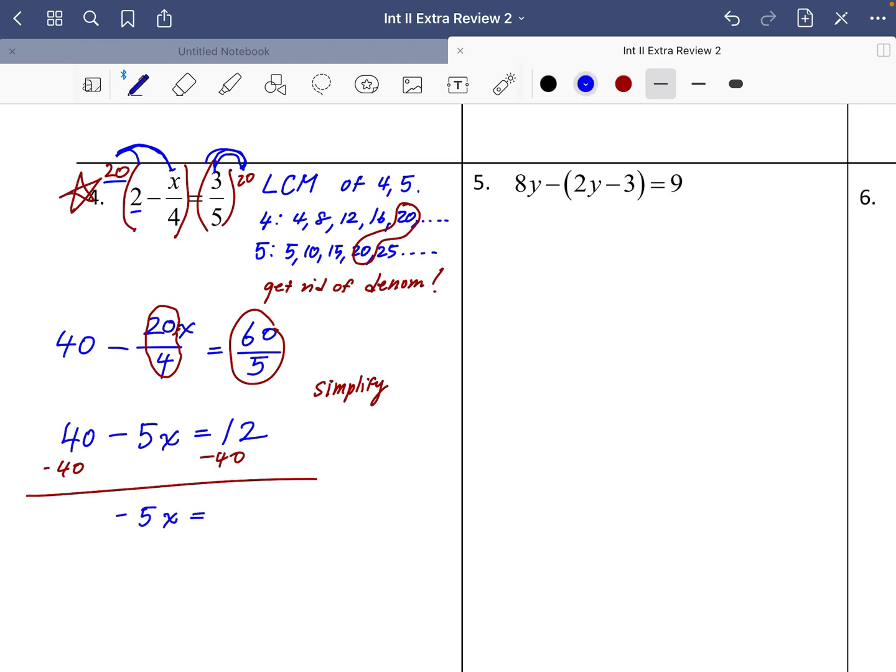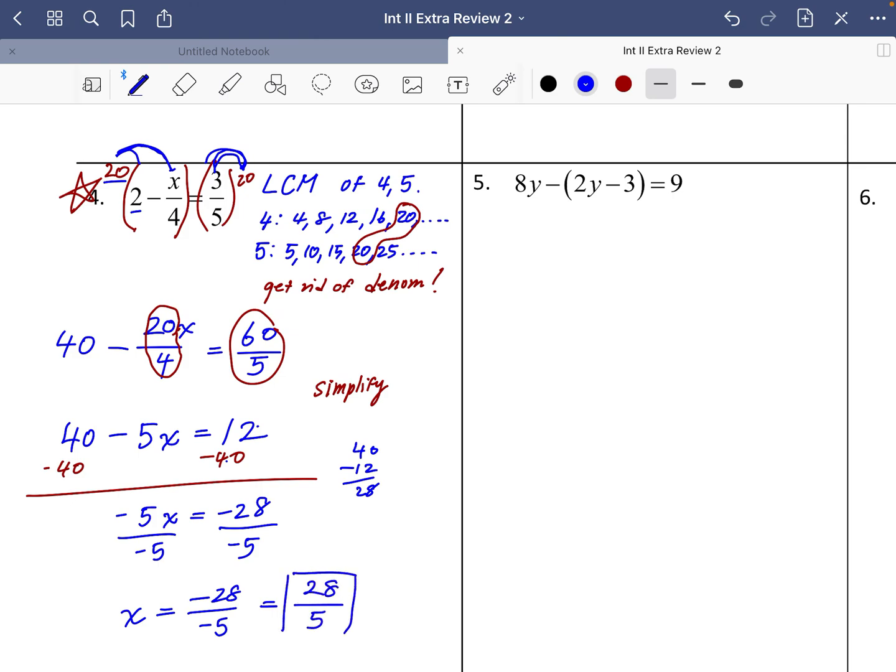Negative 5x is equal to negative 28, because 40 minus 12 is 28, and now you're subtracting 12 and a 40, so it's going to be negative, right? Divide both sides by negative 5. I get x equals negative 28 over negative 5, which is the same thing as positive 28 over 5. That's your solution.